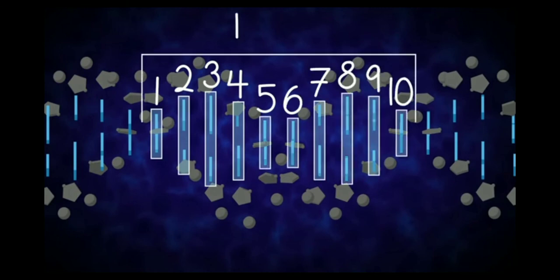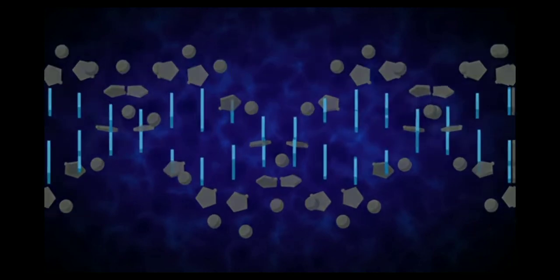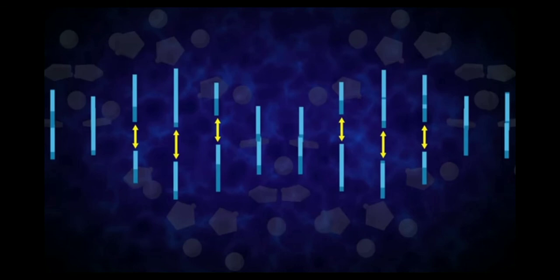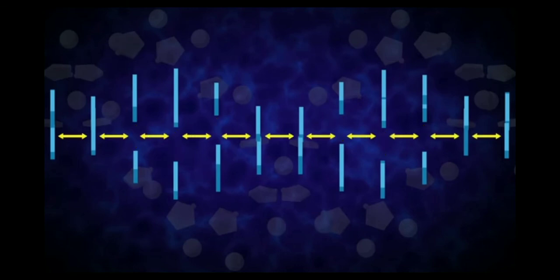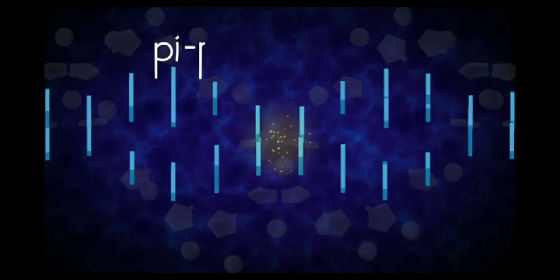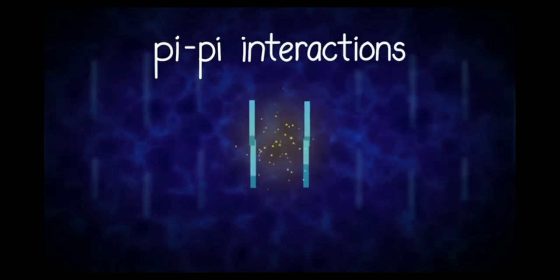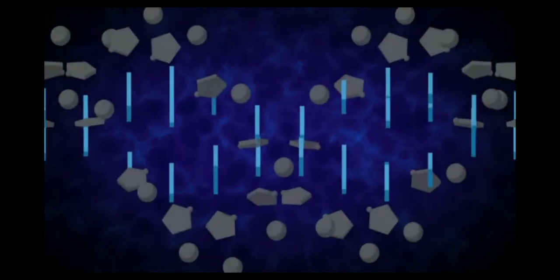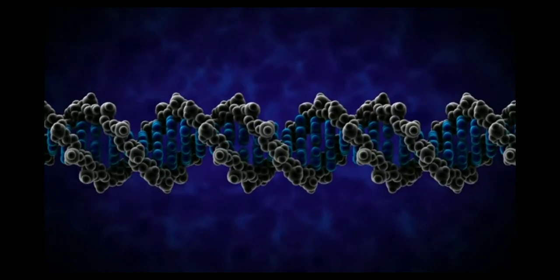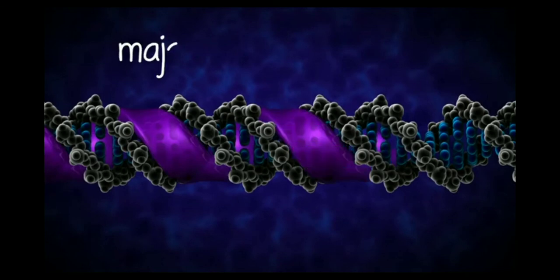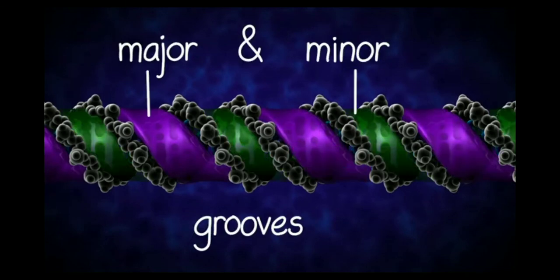In each turn, there are 10 base pairs. This turning of the DNA produces 2 grooves. Grooves are the cleavages which are formed in the DNA due to the turnings. The two grooves are the major groove and the minor groove.